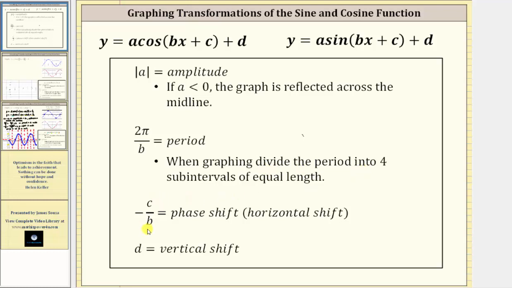Negative c divided by b is equal to the phase shift or horizontal shift, where if this value is positive, the shift is right. If this value is negative, the shift is left. And then finally, d is equal to the vertical shift. If d is positive, the shift is up. If d is negative, the shift is down. Let's look at an example.